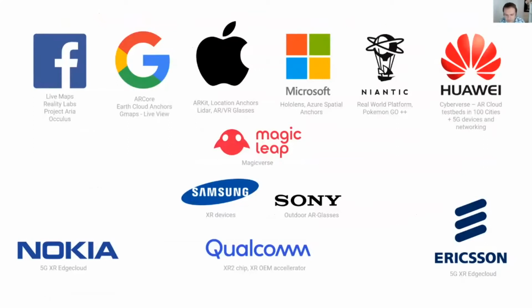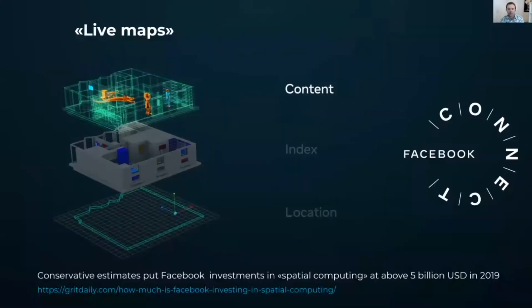Obviously, the big companies understand that this is a big, important shift in technology, and the investments are massive. If you look at what they're building and the amounts that are being invested, like Facebook in 2019, 5 billion into spatial computing, it's plausible estimates. It is not going down, has not gone down the last few years, I can tell you, with COVID.